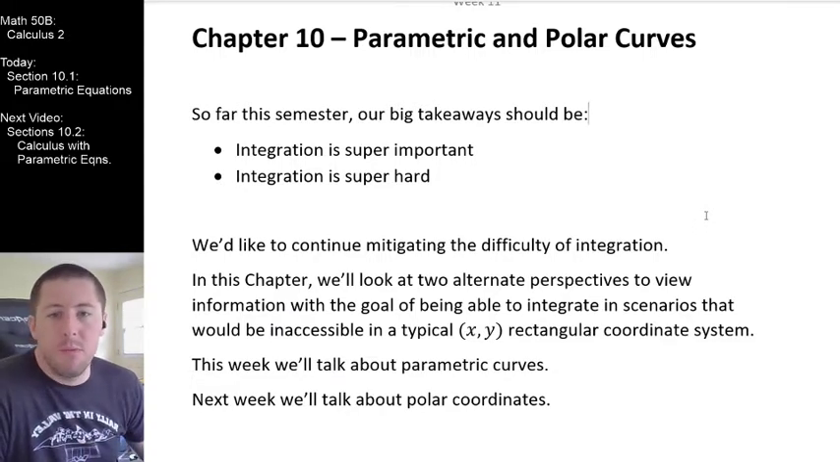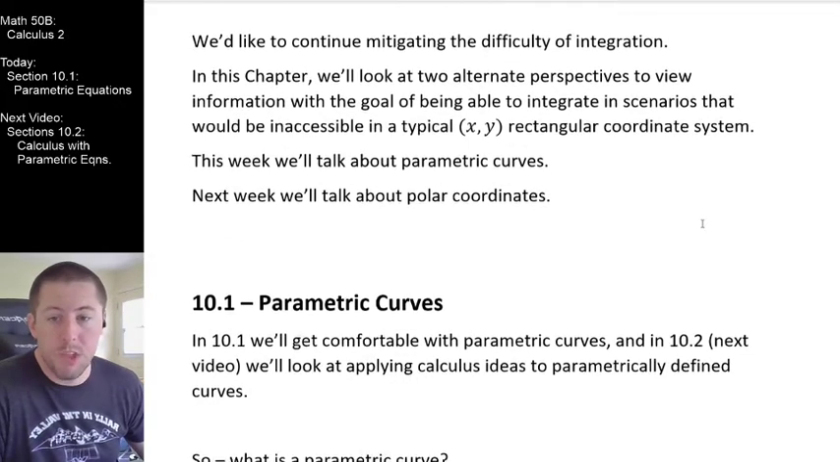And so chapter 10, we're going to get parametric curves, we're going to get polar curves, we're going to see how to do calculus on both of them. We're going to see that some scenarios that we've done earlier this semester in Cartesian that were very difficult are going to become very simple once we define them slightly differently here. So let's do it.